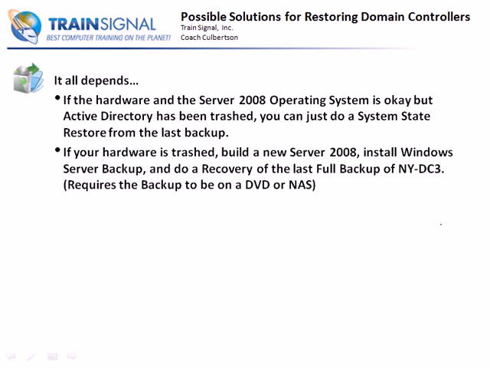Now, if your hardware is trashed, and your backup of your server that just blew up is in a different location. Let's say that you have it on a network attached storage server. Let's say it's on a DVD or whatever. Here's what you can do. You can build a brand new Server 2008, install Windows Server Backup, and then you just simply do a recovery of the last full backup of your DC3. But again, this does require the backup to be on a DVD or on a network attached server somewhere else other than the server that just blew up. And again, this is only if your hardware is just completely trashed.